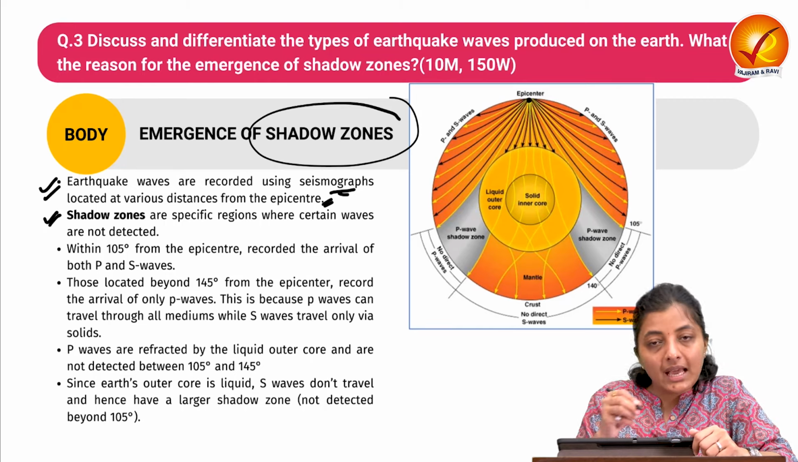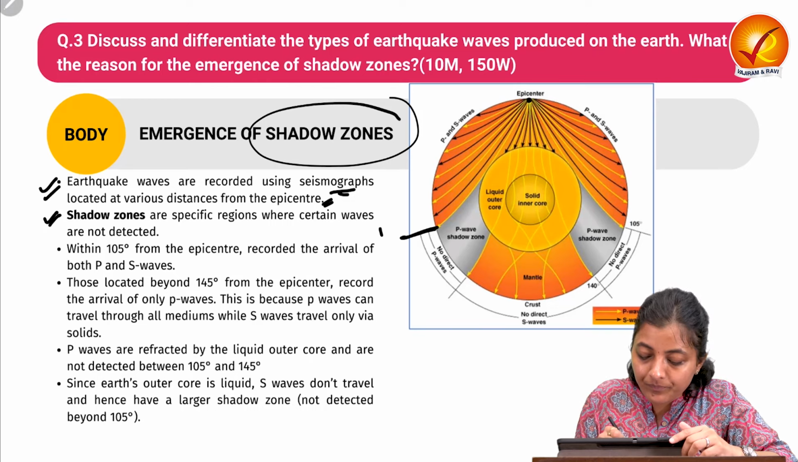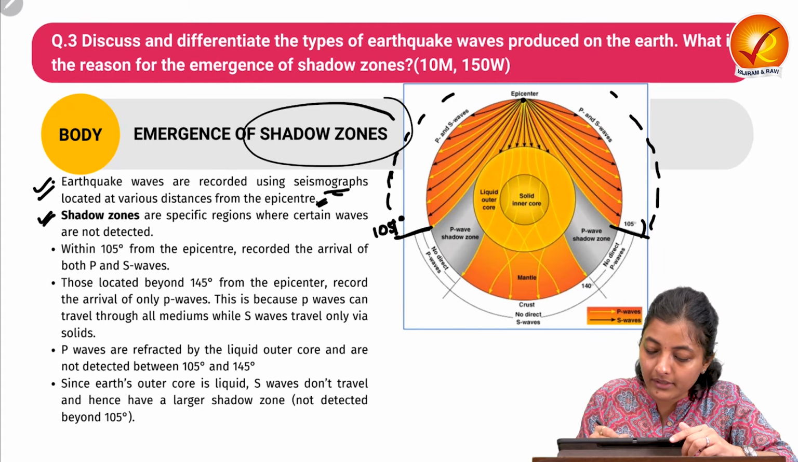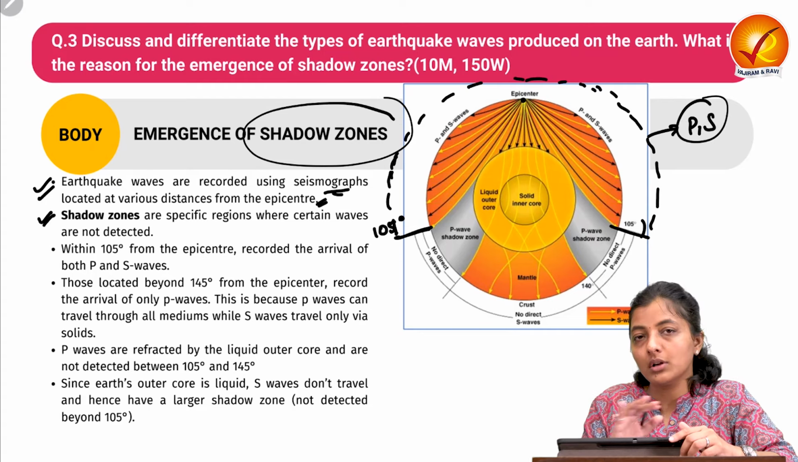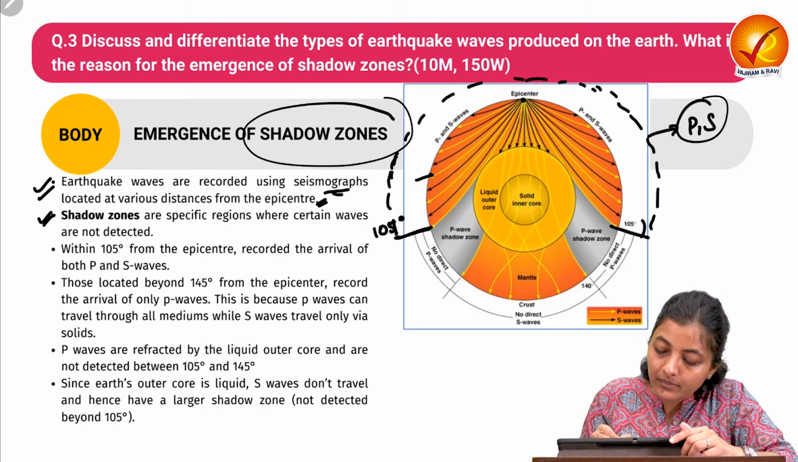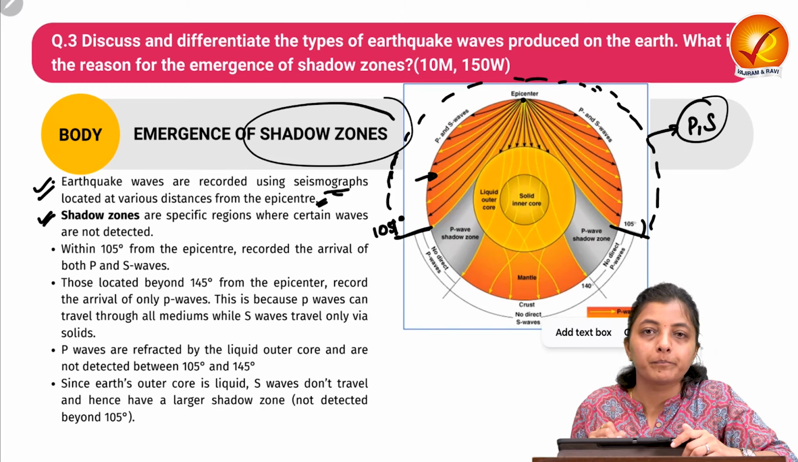Then we have analyzed via different seismograms that the locations within 105 degrees, whatever seismographs are located in this particular region from the epicenter, recorded P and S waves. All seismographs recorded P and S waves. It means P and S waves are moving through this particular material.